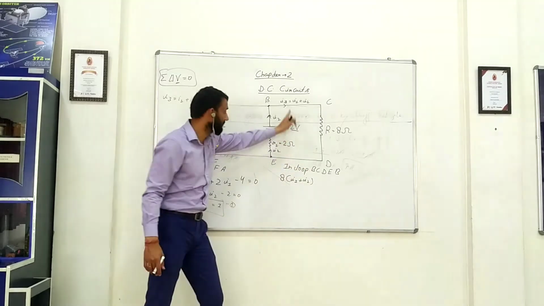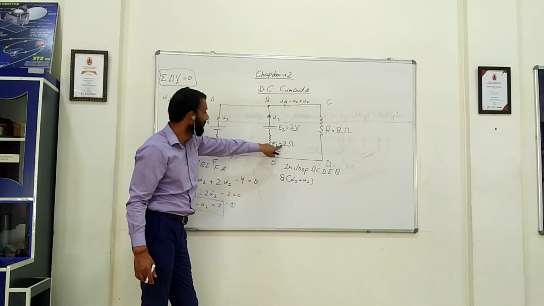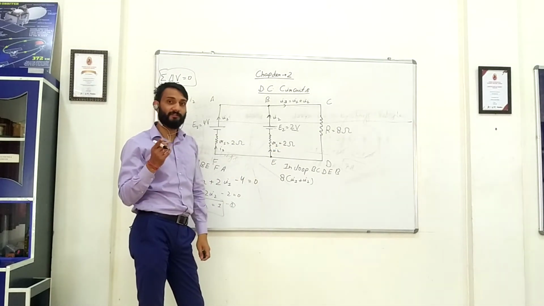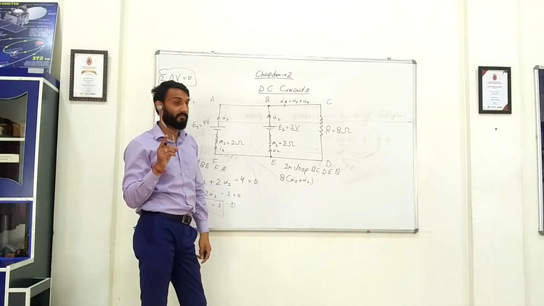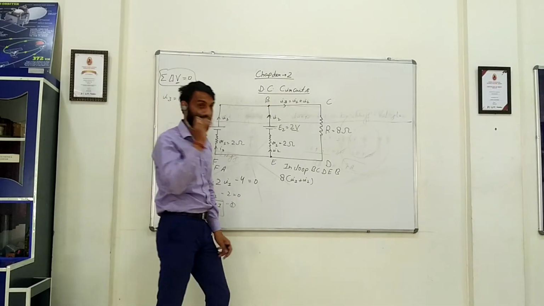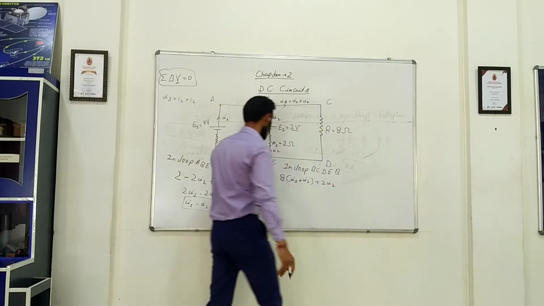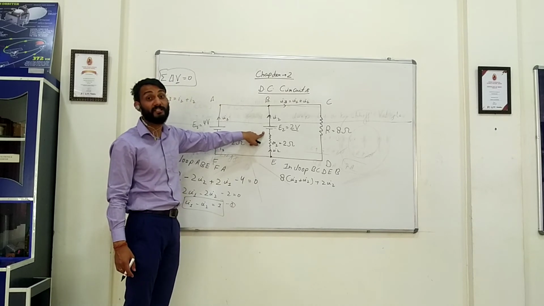Now it comes here, meaning I was moving through the loop. I came here, I2 into R2. Will it be positive or negative? Positive. Why? Because we are moving in the direction of current. So plus 2I2. Next, where have I reached, negative or positive of the battery?